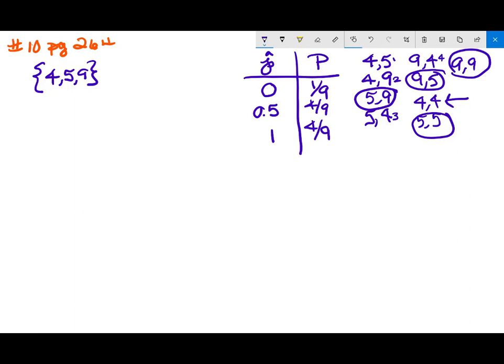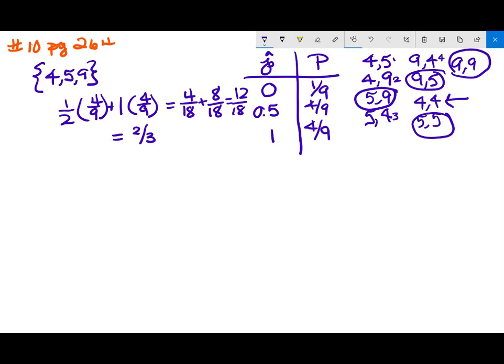Now, it says construct a similar table. We did that. Find the mean of the sampling distribution of the sample proportion of odd numbers. Okay, so to find the mean of the sampling distribution, we are going to take our value times our probability. So that's going to be 1/2 times 4/9 plus 1 times 4/9, and we get 4/18 plus 8/18 equals 12/18. And when we reduce that, that becomes 4/6 or 2/3.